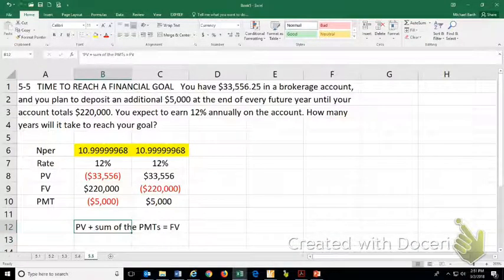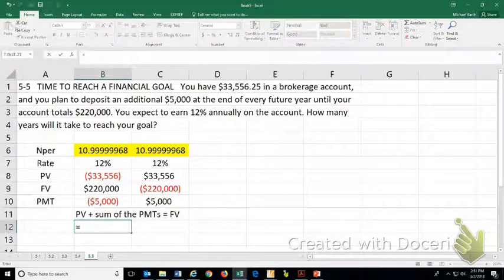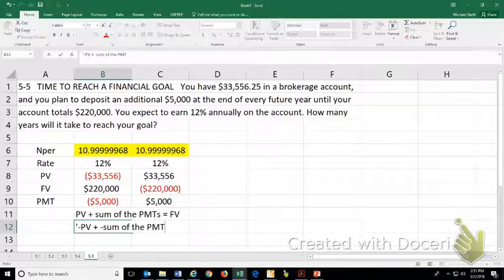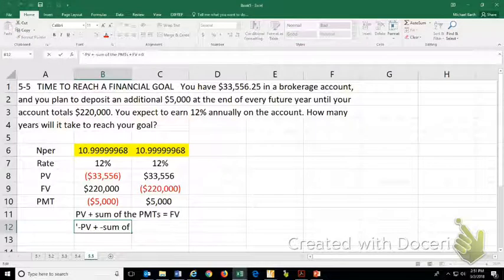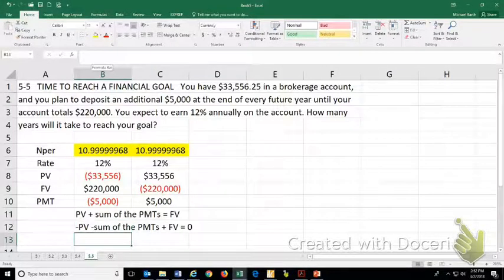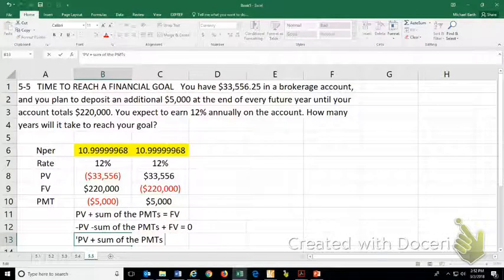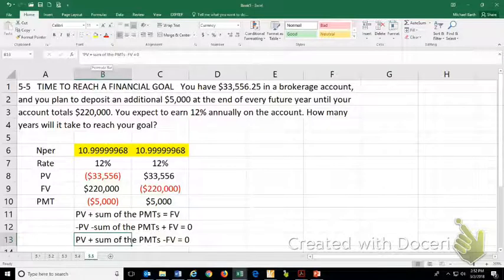So if we're doing it using the basic formula, negative PV plus negative sum of the PMTs plus FV equals 0 from our notes. So plus and minus is the same as minus. That's the same as positive PV plus positive sum of the payments minus FV equals 0. We know from the notes that's how computers solve these problems.